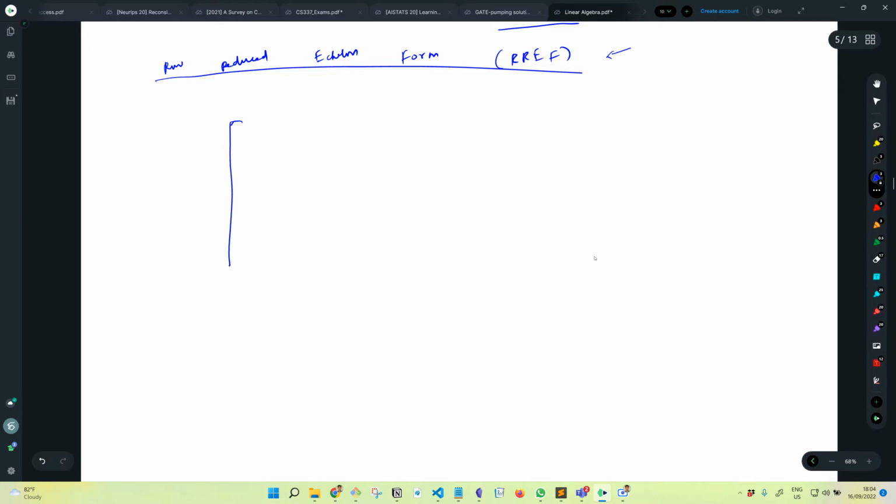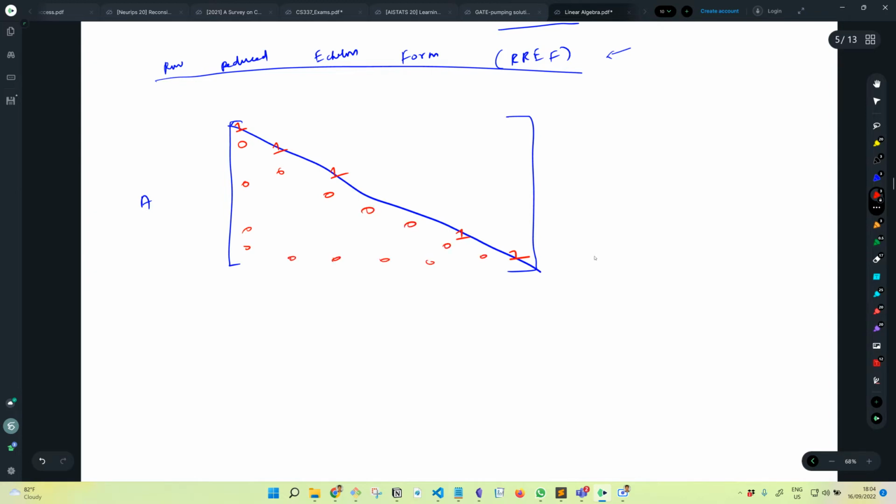So RREF is a matrix of the form. It is an upper triangular matrix. Now, what do we mean by upper triangular matrix? Given a matrix A, if you consider the leading diagonal, all the leading diagonal entries should be 1, and the entries below the leading diagonal should be all zeros. These entries should be zeros, right? And entries above the leading diagonal can be anything that is arbitrary.